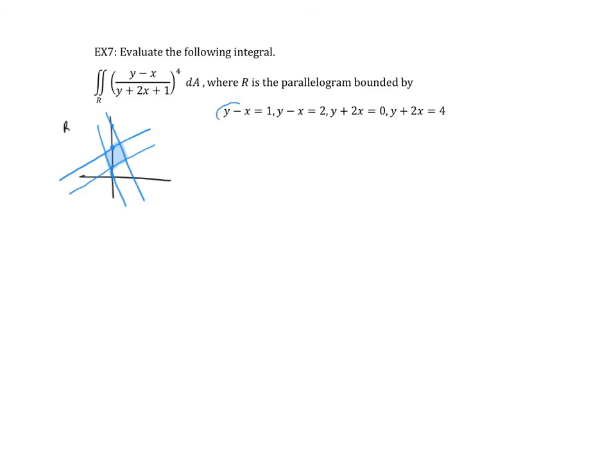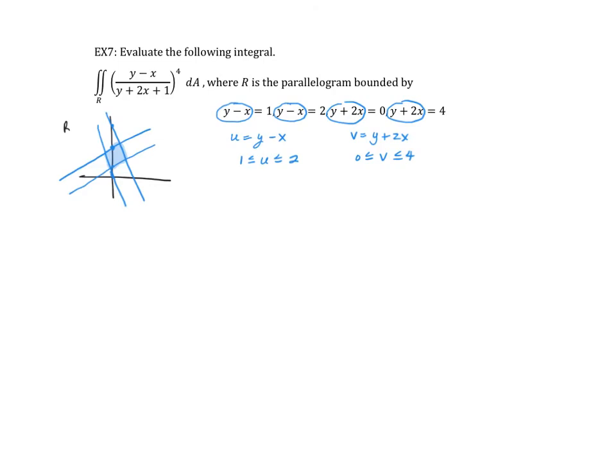What I do notice is that I have a y minus x and a y minus x. So y minus x equal to 1, y minus x equal to 2. Why don't I let u equal y minus x? Because then my u value goes from 1 to 2. And then I have a y plus 2x, y plus 2x, so I'll let v equal y plus 2x. So my v value goes from 0 to 4. So now in my transformation, I have these nice constant limits of integration.